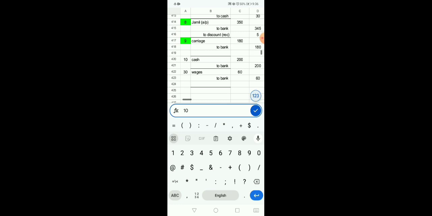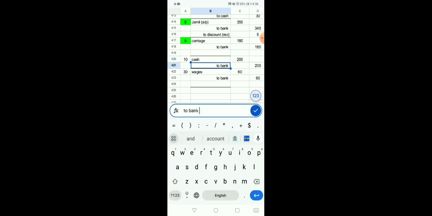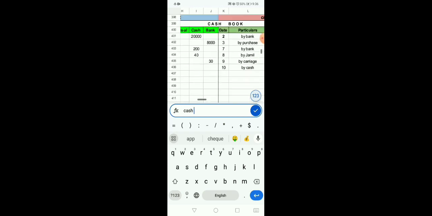All right, in 10th entry there were 2 elements, bank we have posted. Now cash, which is debited by 200. Go to the debit side of the cash and write down 200 over here.